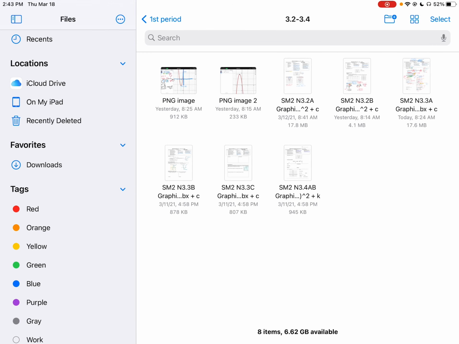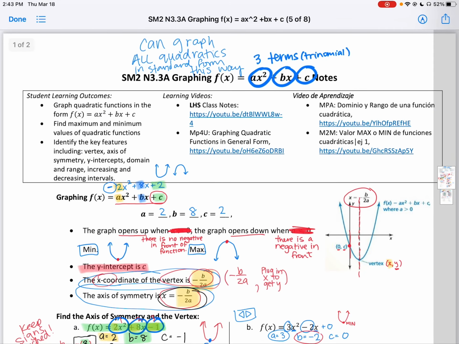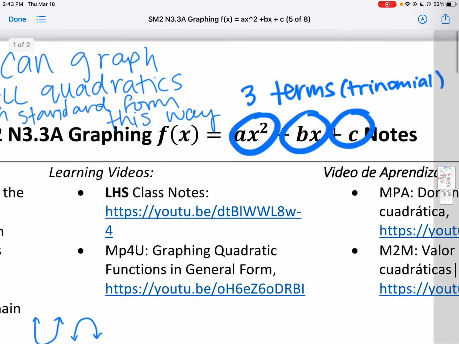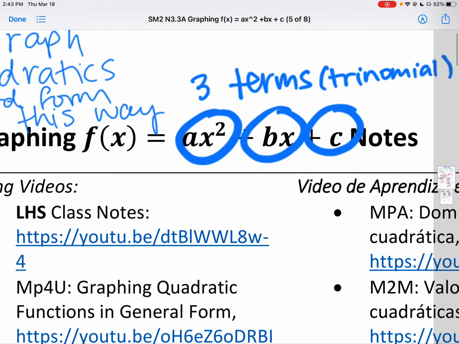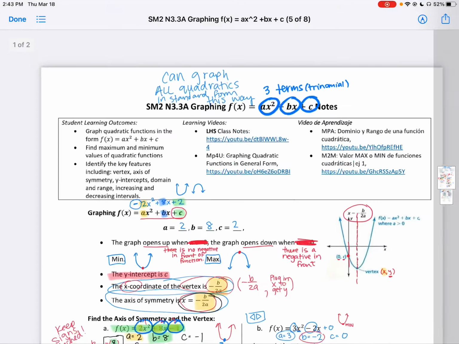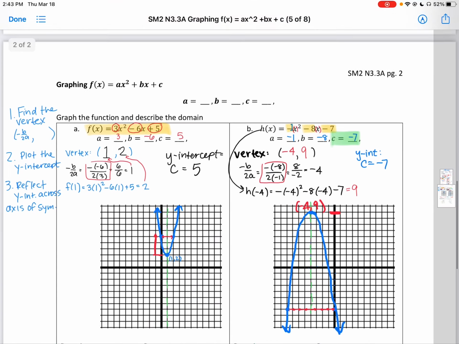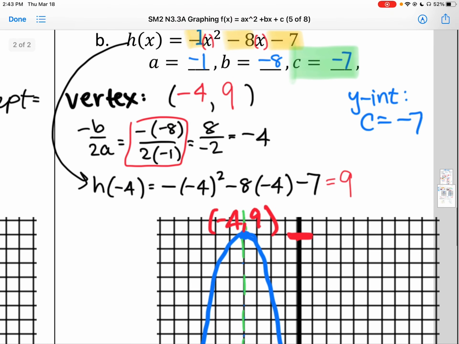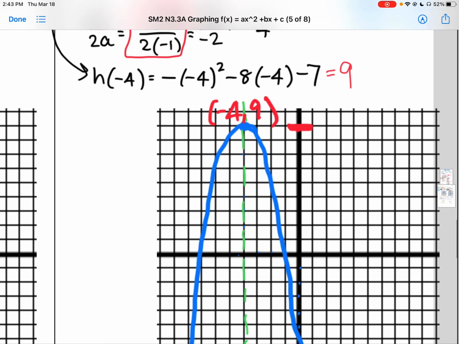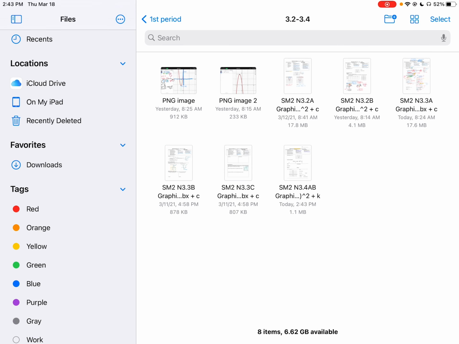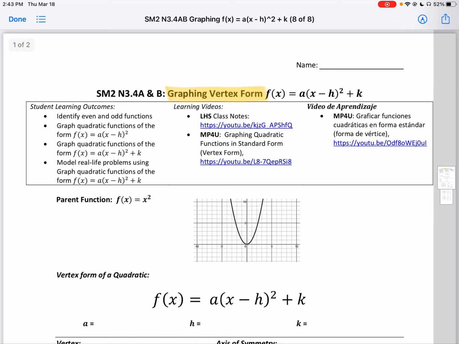Now, what we did last time, we did 3.3a, and we learned to graph when it's in this form, ax squared plus bx plus c. We learned to identify a, b, and c, find the vertex using negative b over 2a, and find the axis of symmetry. Okay, so we're skipping forward now, so you have some sections in your notes that you're going to skip. We're not going to do 3.3b or 3.3c. We're going to skip to 3.4a and b.